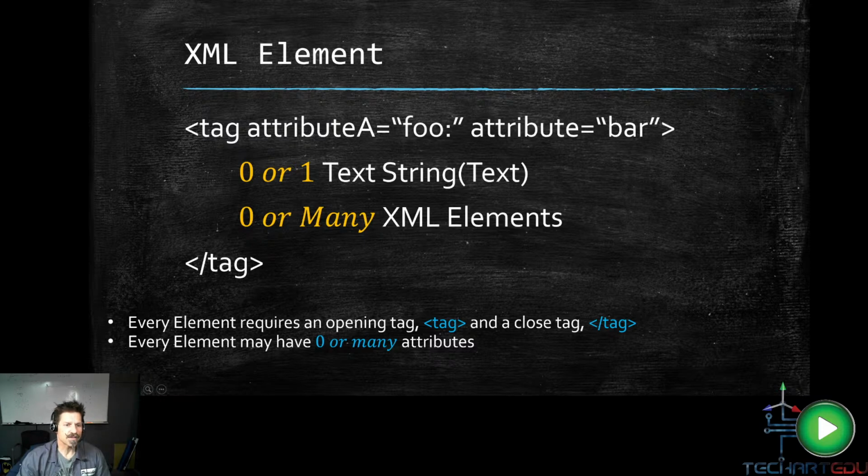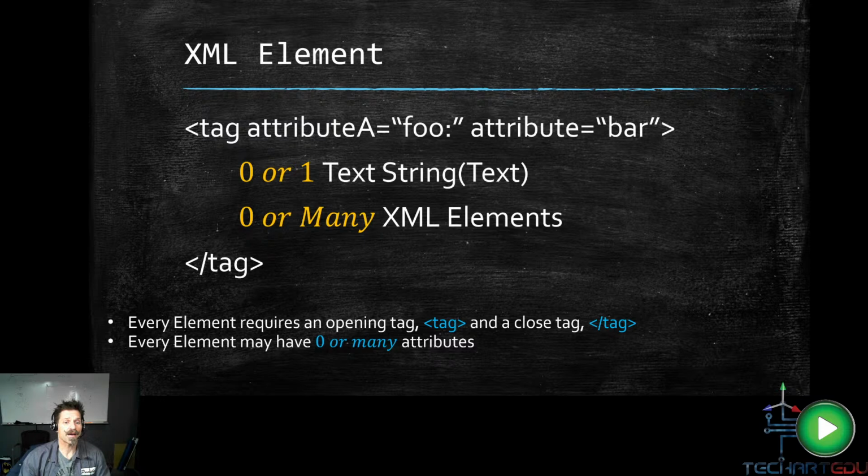Now, this is terminated by another little, kind of like a less than, but it has a forward slash, then the tag, and then a greater than sign. And so it's bookended by a tag and a slash tag. But in between there, you can have 0 or 1 text strings. That's it. 0 or 1 text strings. You can't have 2, you can't have 3, you can have 0 or 1 text strings.